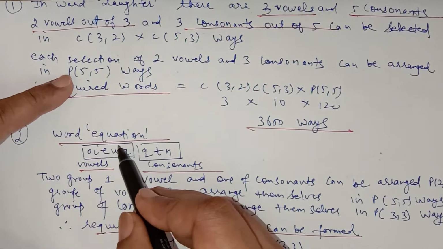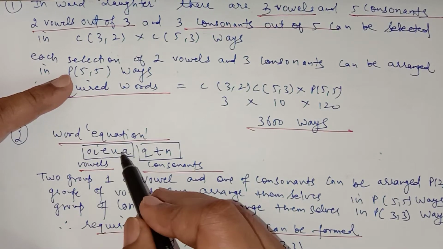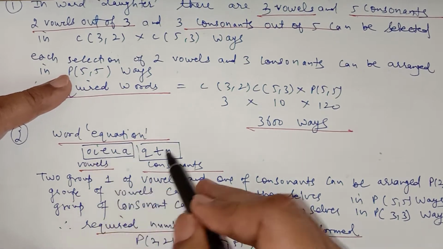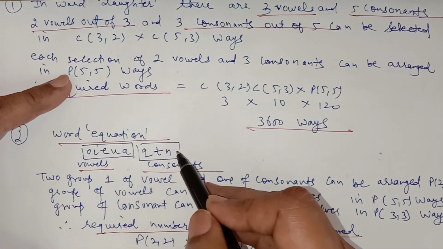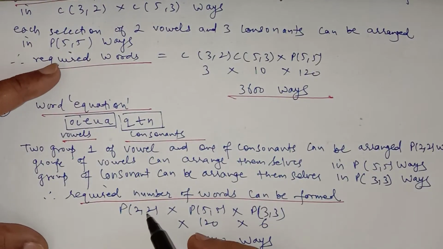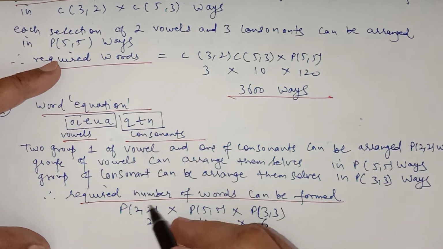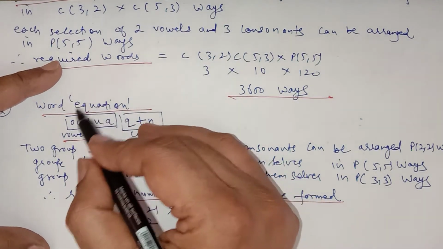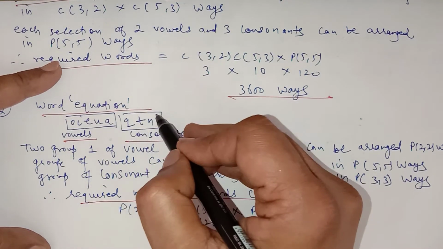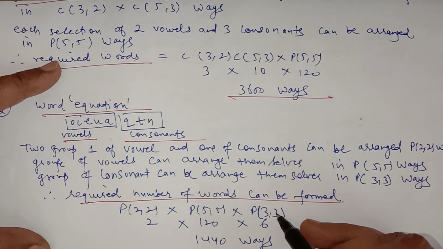Now these 5 vowels can arrange themselves in permutation of 5, 5. They can also arrange themselves. And these 3 consonants also can arrange themselves in permutation of 3 ways. So first of all arrange as a group, permutation of 2 2. Now arrange vowels themselves, permutation of 5 5. The consonants can be arranged in permutation of three ways.